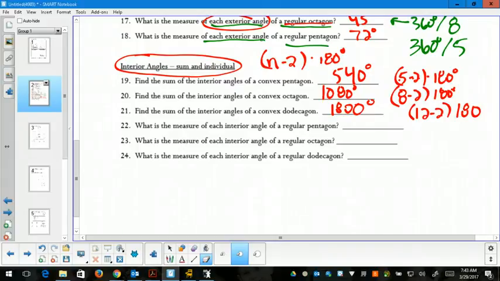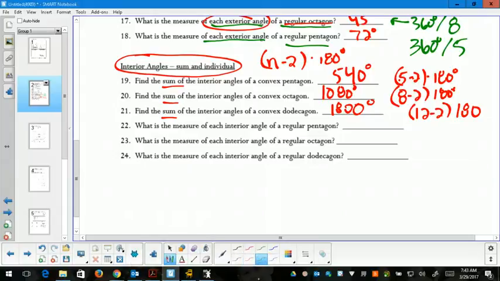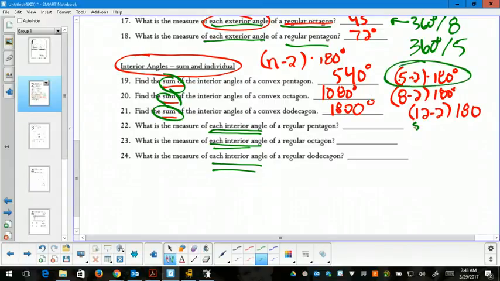So I'm just using this formula to calculate the angles. But that's because they asked for the sum, so that's my final answer. When they ask for me to find the measure of each interior angle, well then I start with the sum, and because it's regular, all the angles are the same, so I divide by the number of angles. So the sum for 22, if they just asked this question out of the blue, I'd have to recalculate this, 540, and then I'd take that number and divide it by 5, which I think is 108.